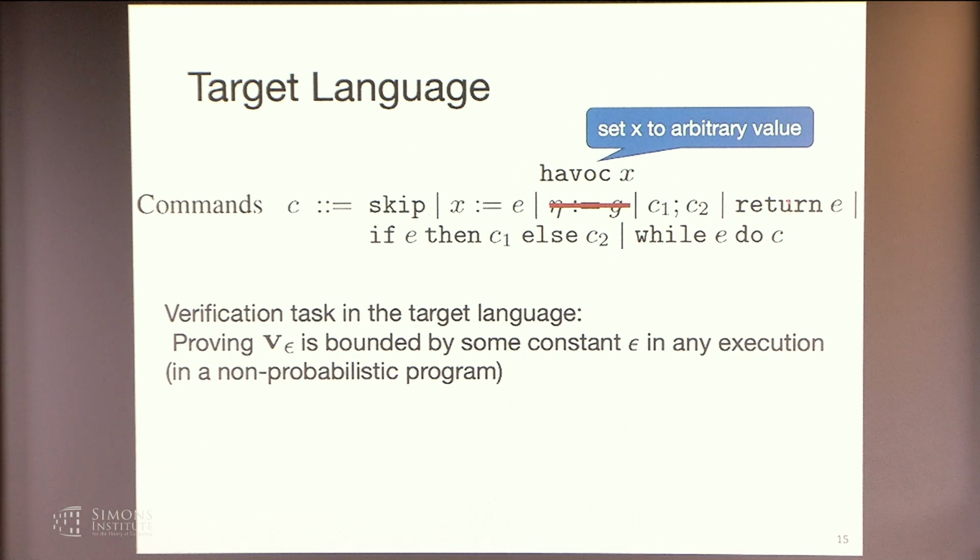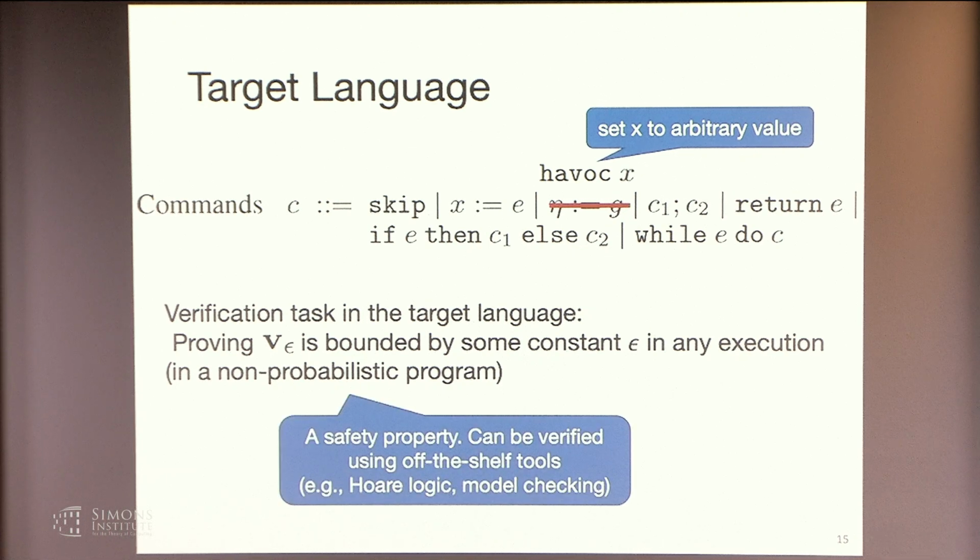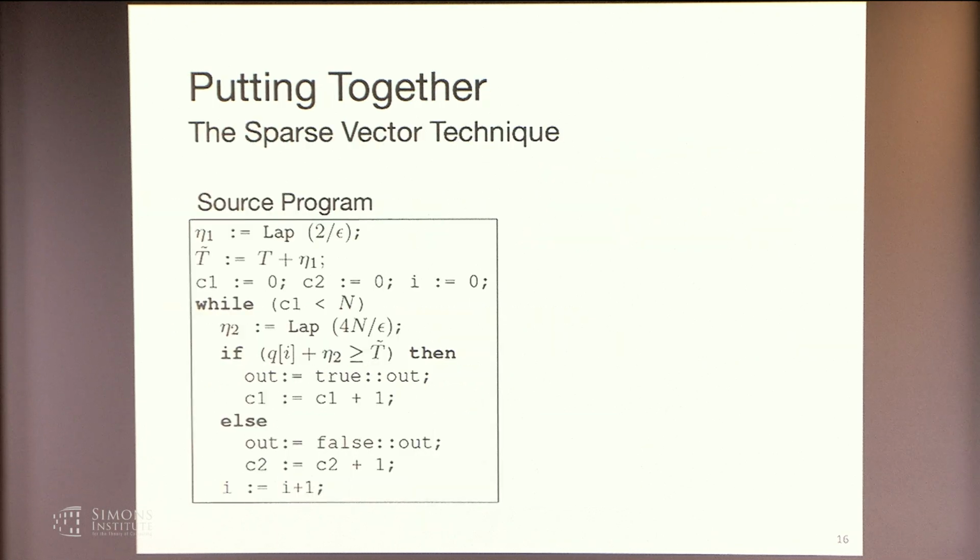And because this is not a probabilistic program, it's known as a safety property, and we can just reuse those off-the-shelf tools we developed from the program verification community, like Hoare logic, model checking tools, to finish the final step, to check that the V epsilon in the target language is actually bounded by some constant. So I have described all the pieces of LightDP. Now let's put all the pieces together and give you a more faithful view of what happens in the verification.